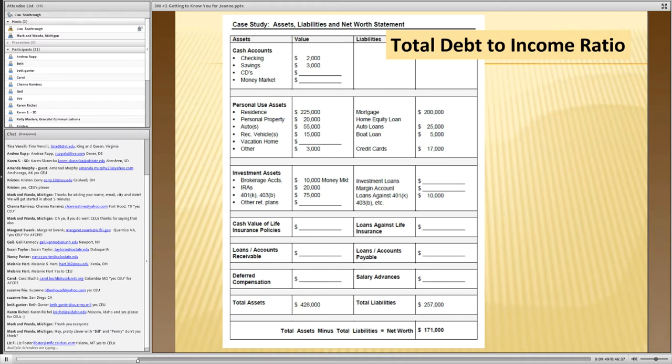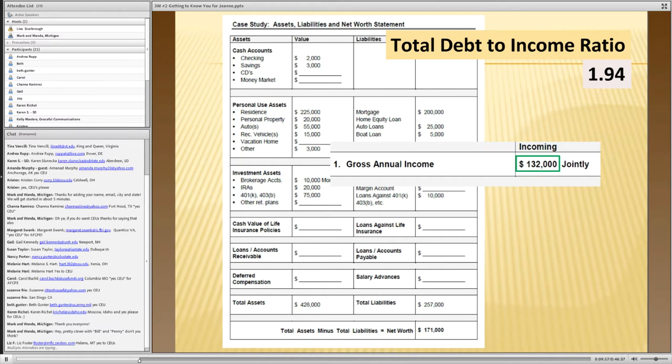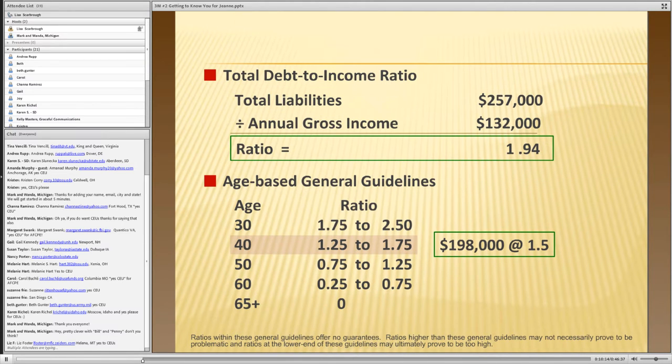Total debt to income ratio. So we'll take a look at the entire debt that Bill and Penny have divided by their income, and we see that that ratio is 1.94. Now you're thinking, Mark, that doesn't mean anything to me. Well, it's not going to, because it is an age-based ratio. So if we take a look at where Bill and Penny are on this, in their 40s, what they should have is a ratio, let's split the difference, of 1.5. So of their total liabilities, those should be lower than what they are.